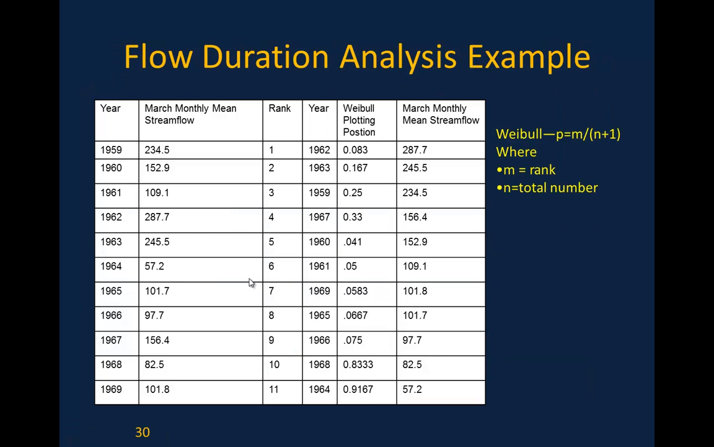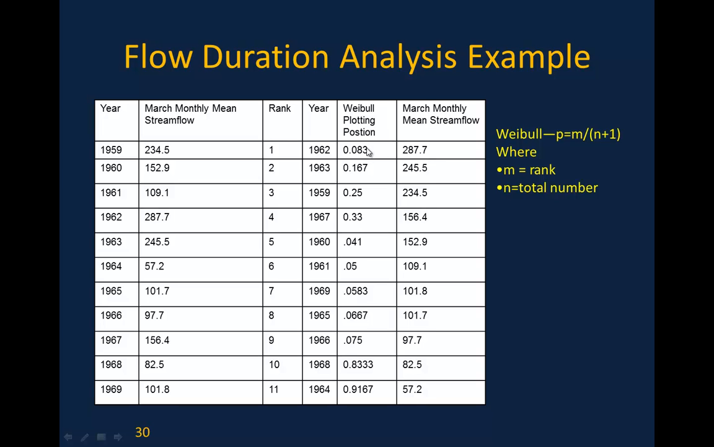Here's the flow duration analysis example that I might be looking at, the March monthly mean stream flows, and that's maybe from 1959 to 1969. That's basically 11 years' worth of data there, and so I can rank them from the highest to the lowest, and the number one rank would be the value of 1962, which was 287.7 CFS. The lowest one is in 1964, which is 57.2. So here's the raw data in the first two columns, and then over here in the last four columns, I'm actually ranking them with their year and their flow value.